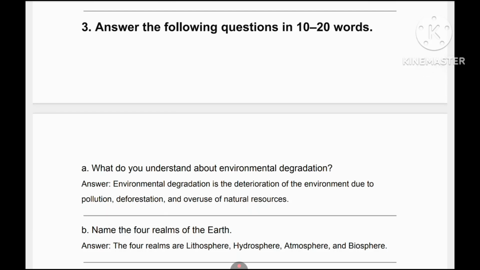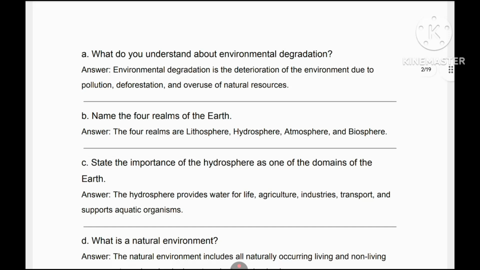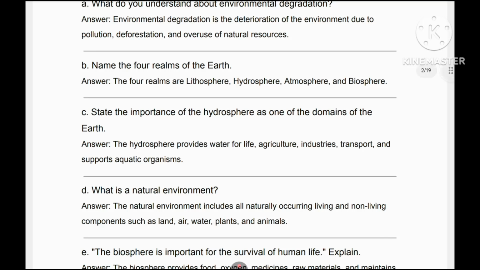Answer the following questions in 10 to 20 words. What do you understand about environmental degradation? Environmental degradation is the deterioration of the environment due to pollution, deforestation and overuse of natural resources. Name the four rims of the earth. The four rims of the earth are lithosphere, hydrosphere, atmosphere and biosphere.